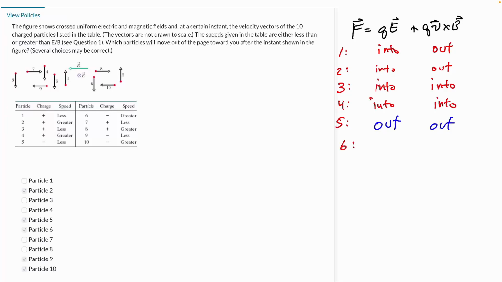6. 6 is negative going down. It's out again, isn't it? It's no different from charge 5 as far as those two force directions are concerned. 7. Back to positive. What's 7 doing? Oh, okay. So 7, 8, 9, and 10. What's the B force? 0.